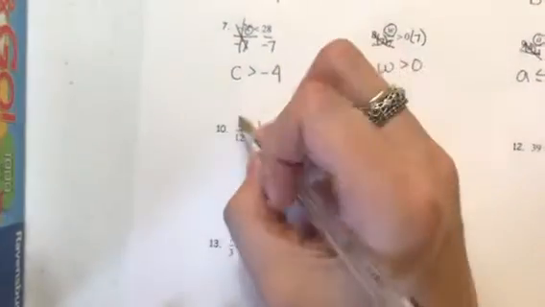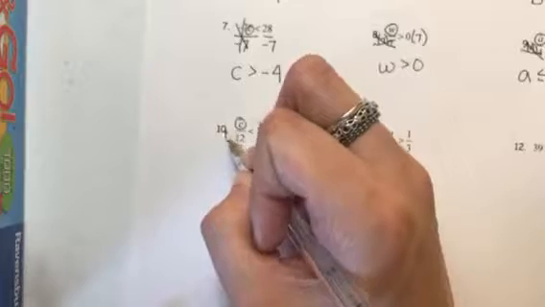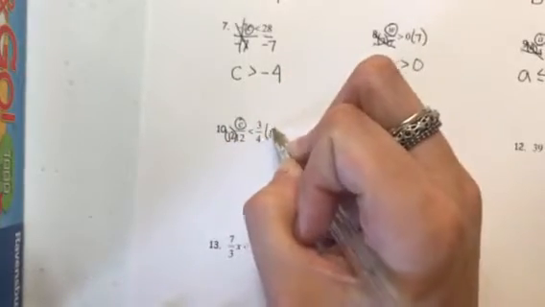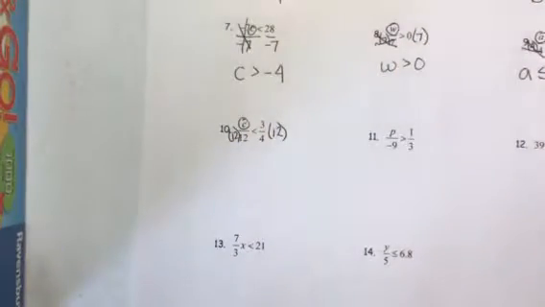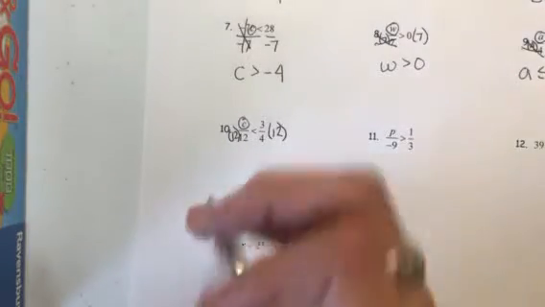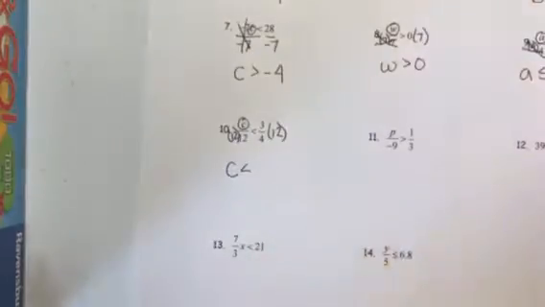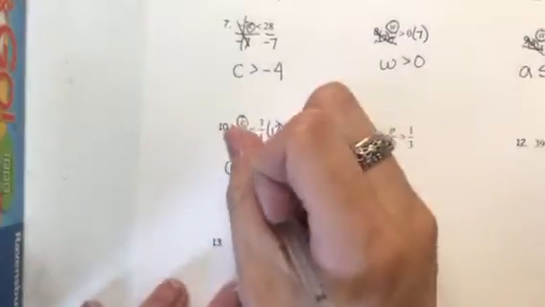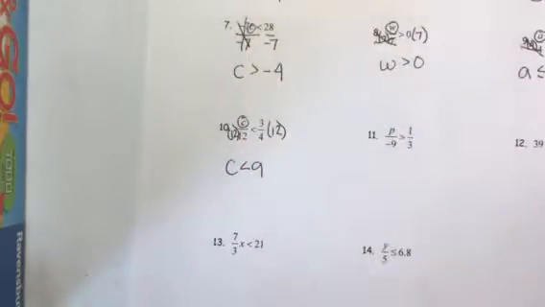Number 10, to get c by itself, we're going to undo dividing by 12 by multiplying by 12. Again, you could use a calculator or you could do it by hand. Either way, we are multiplying by a positive, which is not a reason to flip the sign, and we will get c is less than 9.